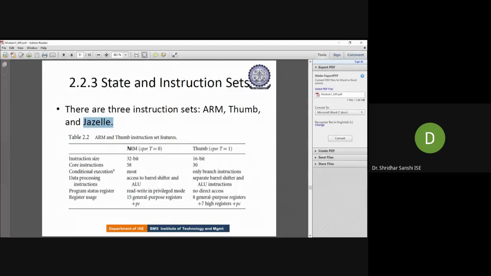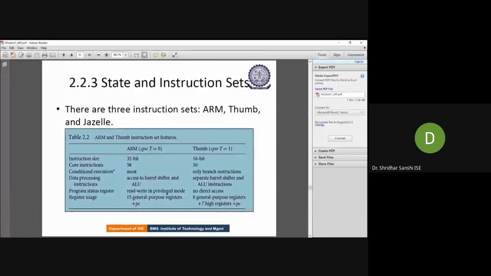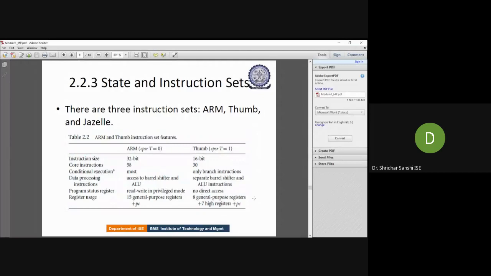These are the features of the ARM and Thumb instructions. The ARM instruction size is 32-bit, whereas Thumb is 16-bit. You can see that there are 58 core instructions, and Thumb has 30 instructions. These 30 instructions are a subset of the 58 instructions. Whatever operations these can perform, the same operations can be performed by the Thumb instructions. That is the advantage.